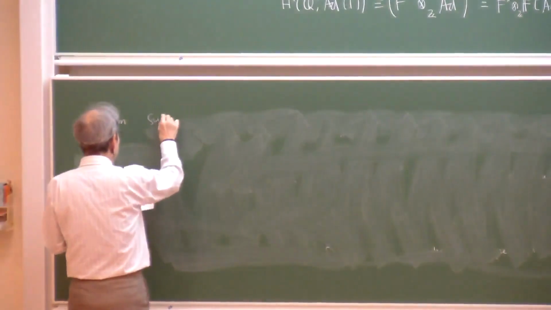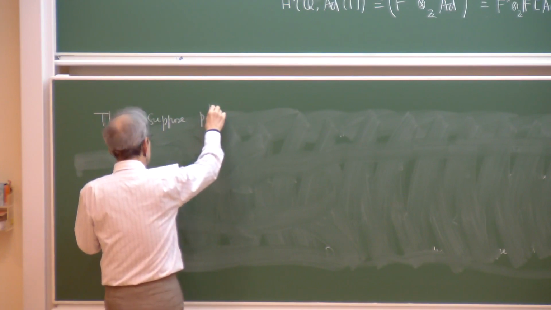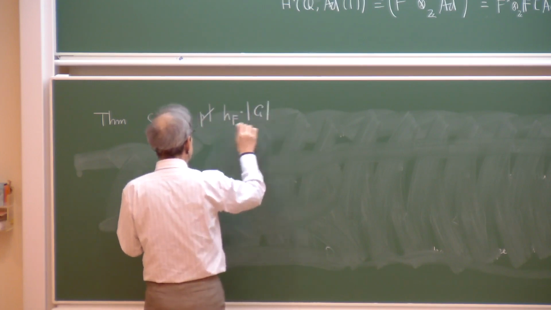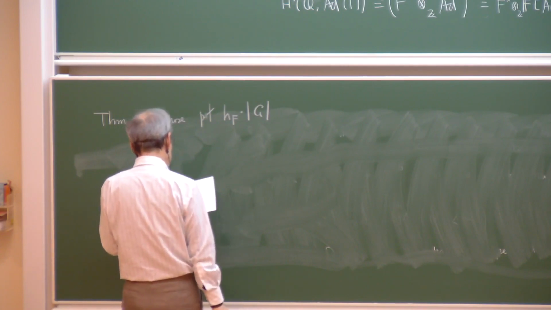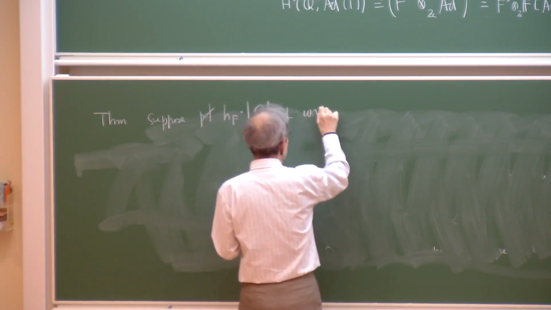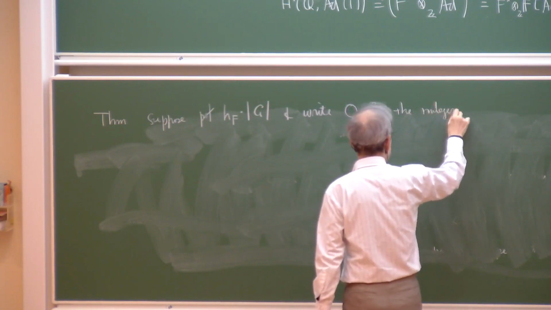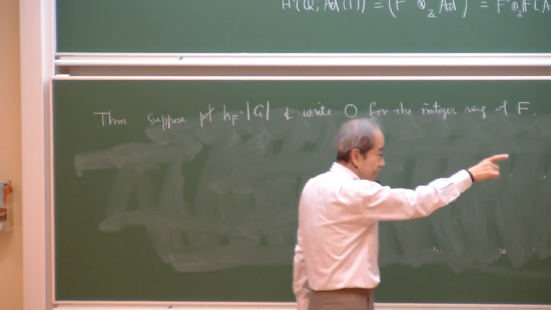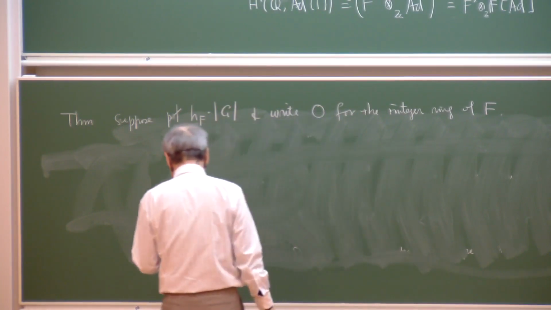So suppose P doesn't divide the class number of F times the order of G. Okay. Then write O for the integer ring of F. There, O is a local field, but now O is a global integer ring.